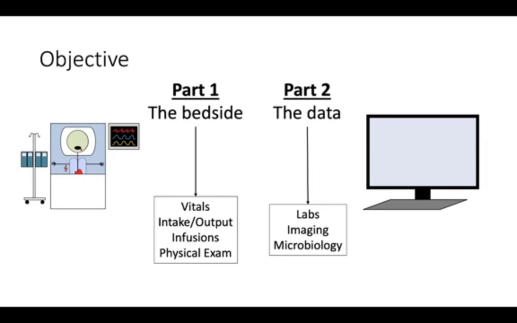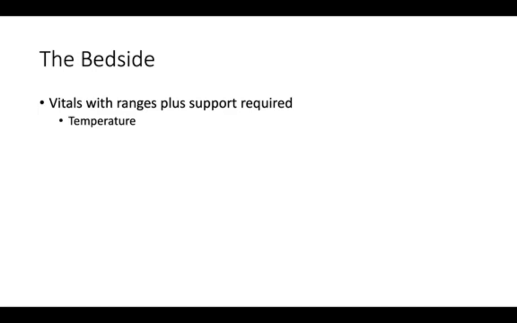First, let's discuss what we gain from being at the bedside. The objective portion of the presentation should always begin with the vitals. When discussing the vitals, it is important to always include ranges plus the support required to obtain those numbers. Start with the temperature and report both the minimum and maximum temperature. If the patient has been febrile, include the time of the last fever. An example, temperature 36.5 to 39 at 2100.